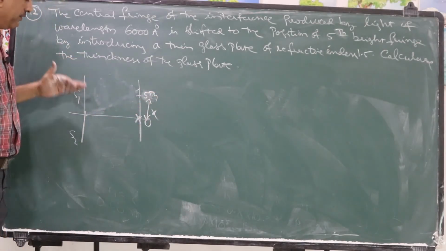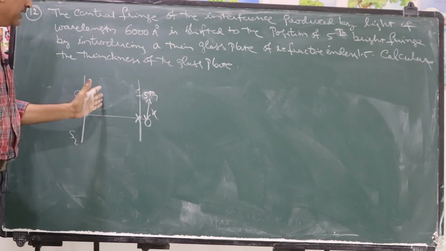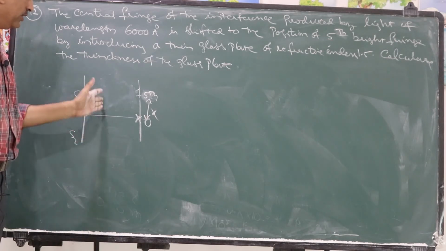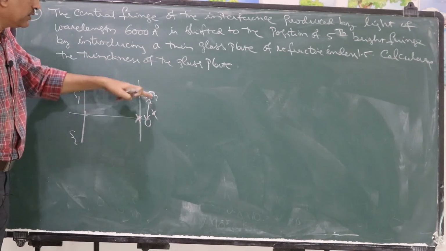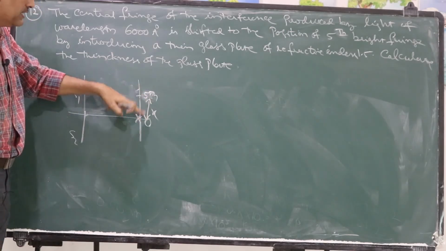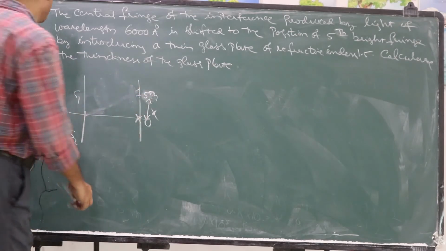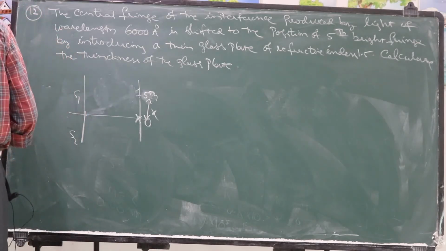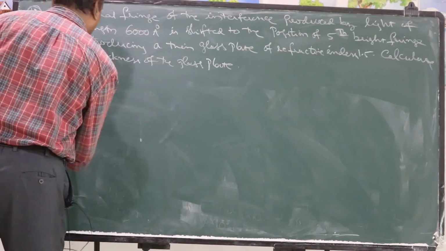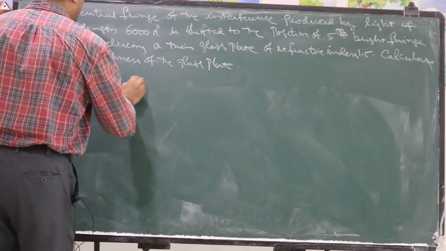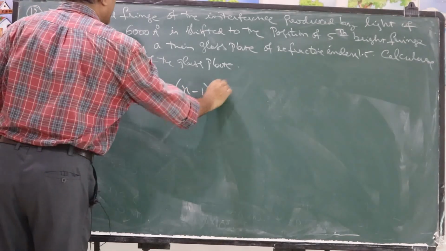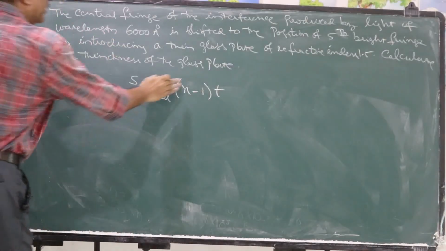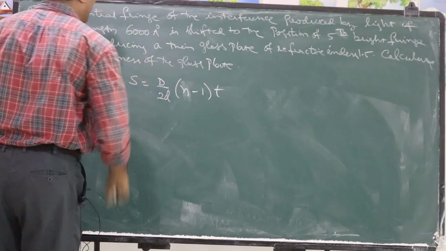Now, if the glass plate is introduced in the path of any one of these two interfering beams, then this central fringe shifts to this fifth position. That means this is the shift. Okay. Now we can write the shift S as D by 2d into n minus 1 into t. This is the shift, where n is the refractive index of the medium.